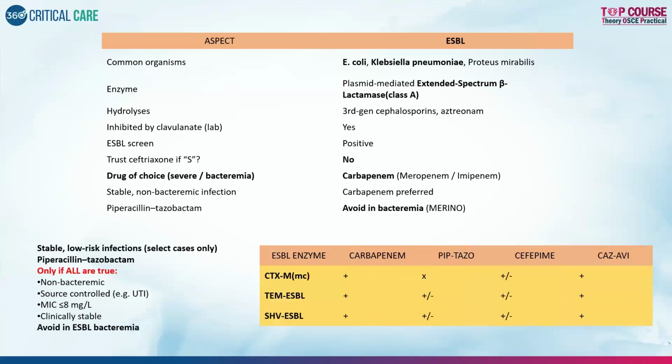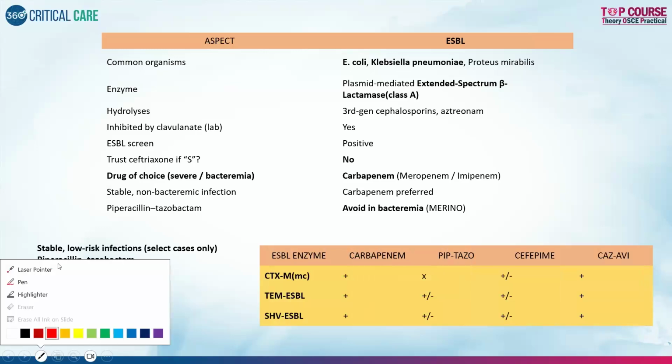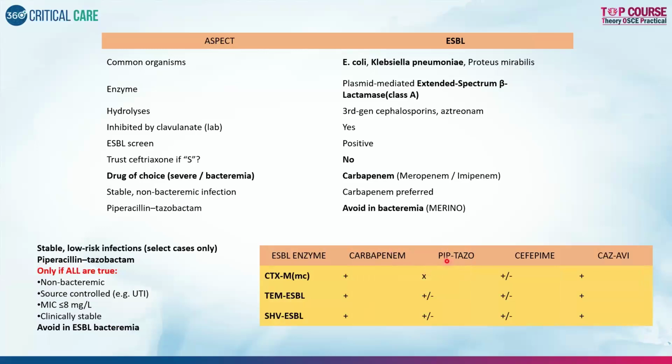Whenever CTX-M is present, you cannot use it. The effectiveness of piptas is very minimal with them. Only when it is TEM or SHV, it's plus or minus. Whenever we have these two, we need to look at whether it is blood or urine. If it is urine, yes, it may act. But again, clinical status matters. If it's urine and shock is also present, probably the drug of choice will be a carbapenem. So that is the take home I want you to have.